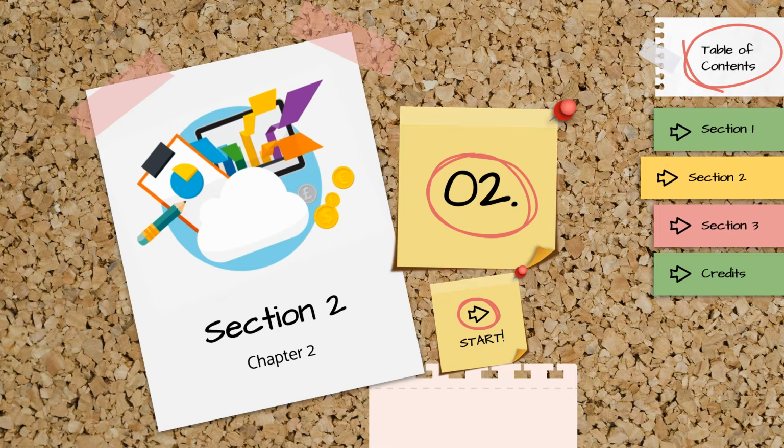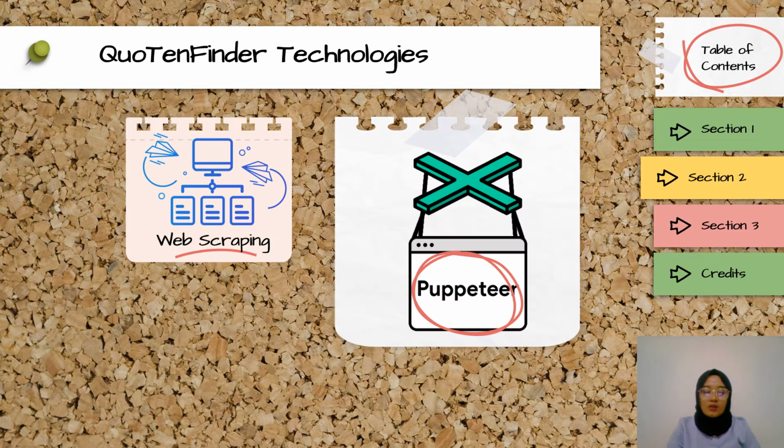Section 2 for Chapter 2. The QuoTenFinder system uses web scraping technology and Puppeteer. Web scraping, web harvesting, or web data extraction is data scraping used for extracting data from multiple websites. It can be done manually, or it can be automated using a bot or a web crawler.